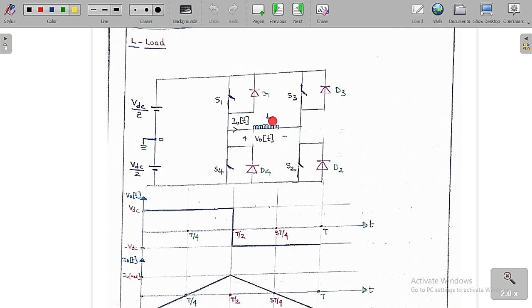This is the inductor we are going to keep, and the load voltage is plus or minus V0 of t, and the load current is I0 of t. So now we are going to analyze this circuit.